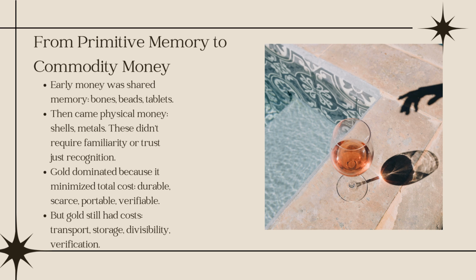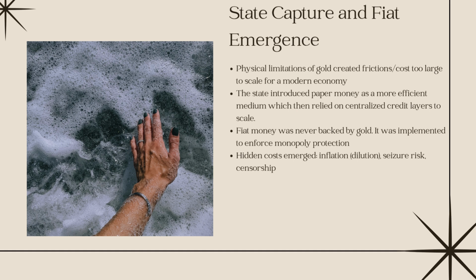So this global, more hyper-connected economy required faster settlement, and gold was expensive to transport. So the state introduced paper money as a more efficient medium, and then eventually we migrated to centralized credit layers to scale these digital credit systems in which we all trust to facilitate trade.